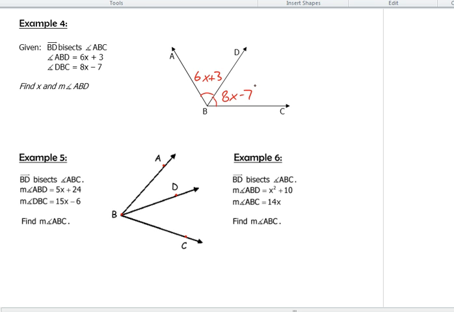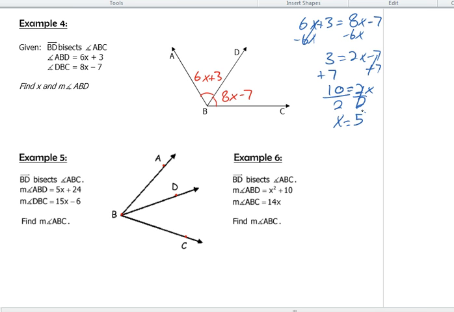Okay, not too bad at all. We know that in this case both those angles are congruent, so 6x plus 3 is equal to, or congruent to, 8x minus 7. Solve using your algebra. So we have 3 equals 2x minus 7, and we get x to be 5. There's x, part of my answer.